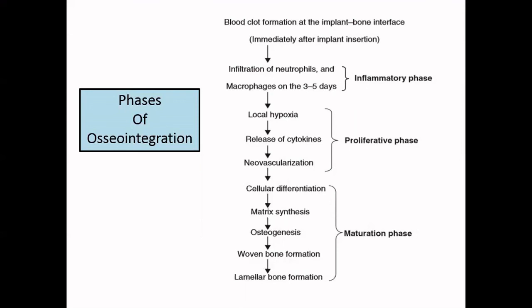After this, there will be local hypoxia and release of new cytokines. So new vascular channels start forming. This is called the proliferative phase. After the proliferative phase, cellular differentiation starts happening, and the matrix synthesis becomes uniform, and there will be new bone formation, called osteogenesis, around the implants, and lamellar bone formation will also be seen. This is the maturation phase of osseointegration.